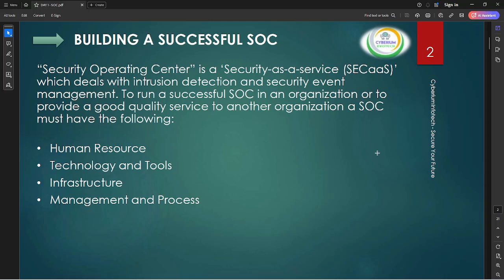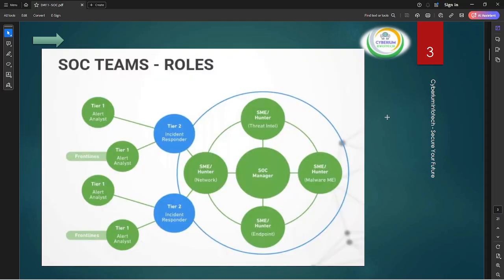If we talk about human resources, before that we have to talk about SOC teams or roles, where we have already talked about L1 roles, L2 roles, L3 roles, team lead, shift lead. Team lead and shift lead are equivalent to L3 roles, then SOC manager, CISO. All these we have already talked about yesterday.